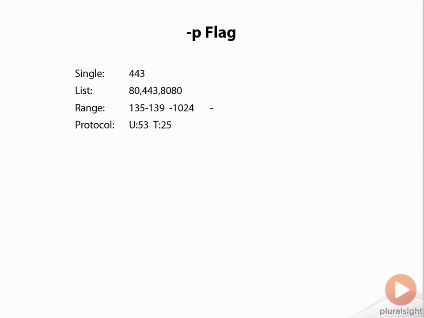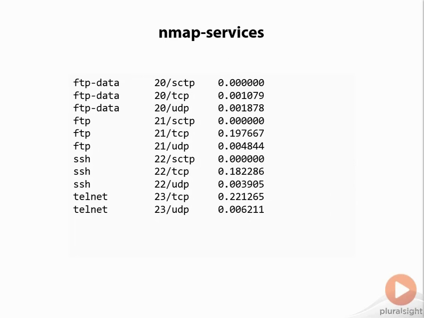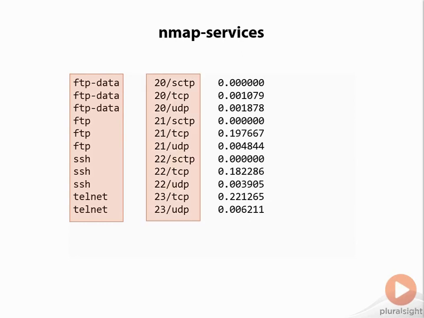Okay, let's talk about the nmap-services file for a few minutes. The nmap-services file is a configuration file distributed with Nmap that mimics the standard Unix /etc/services file. The services file is a table listing service names like FTP or SSH in column 1 and the associated port numbers in column 2. There are several notable differences between the system file and the one distributed with Nmap.